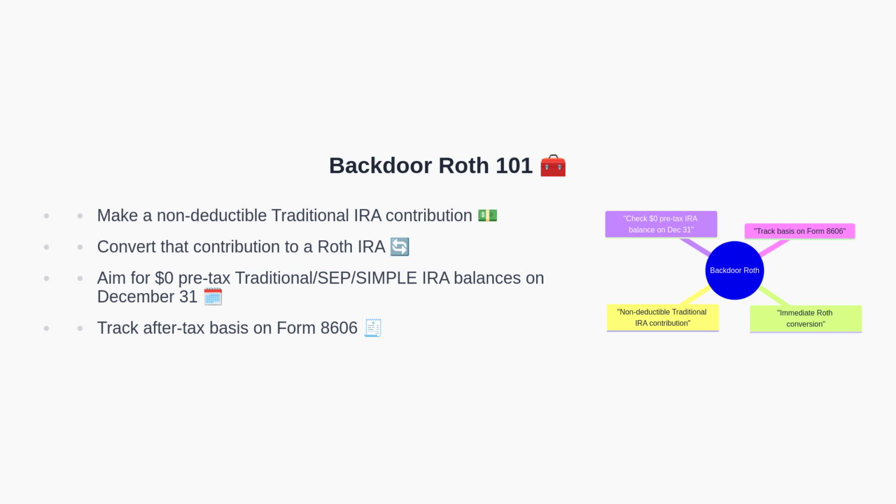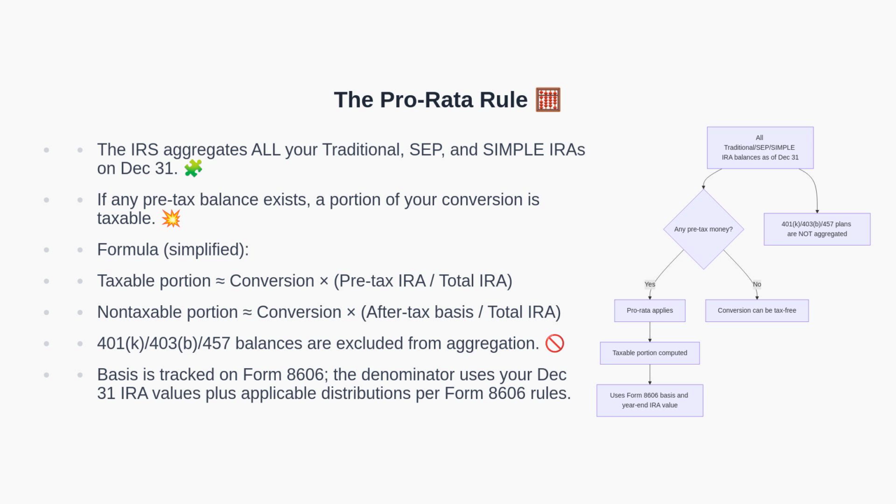The Pro-Rata Rule, also called the IRA Aggregation Rule, requires you to combine or aggregate all of your traditional, SEP, and SIMPLE IRAs when determining how much of a Roth conversion is taxable. If any pre-tax money exists on December 31st of the conversion year, part of your conversion becomes taxable. A simplified expression is that the taxable portion of your conversion is the conversion amount multiplied by the ratio of pre-tax funds to total IRA funds. The non-taxable portion is the conversion amount multiplied by the ratio of after-tax basis to total IRA funds.